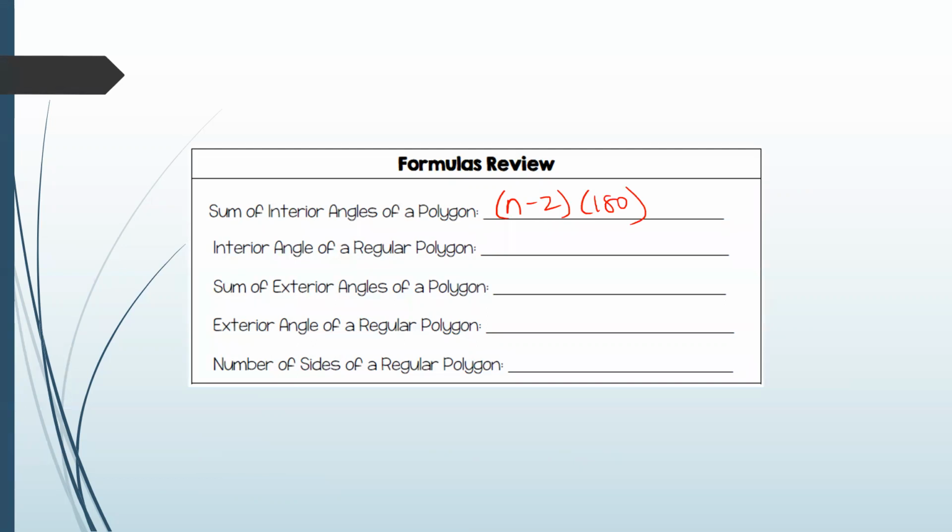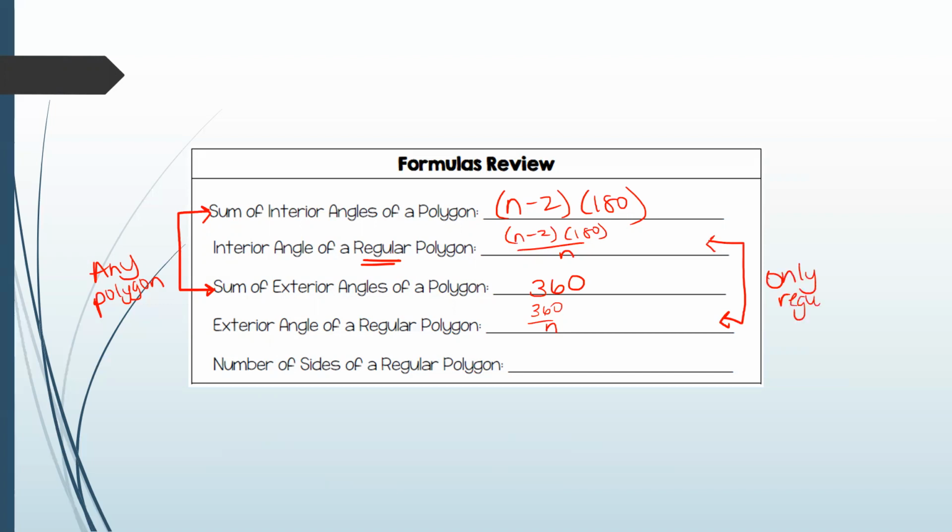The interior angle is that first equation divided by the number of sides. And this only works for regular polygons. So that means it only works when all of the angles and sides are equal. The sum of exterior angles, well, that's just 360. And the exterior angle of a regular polygon is 360 divided by n. Okay, so the sum, these two equations here, these work for any polygon, whether it is regular or irregular. And then the second and fourth equation here, where you're dividing by n, those only work for regular polygons.